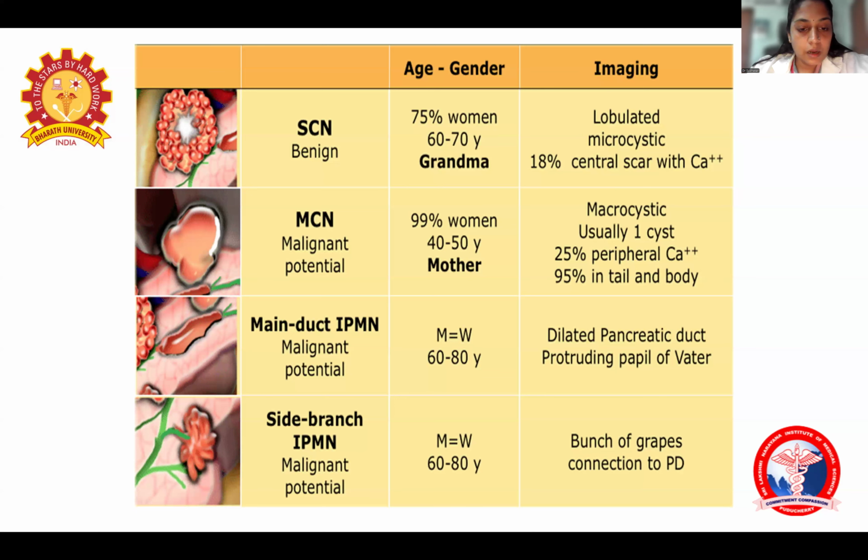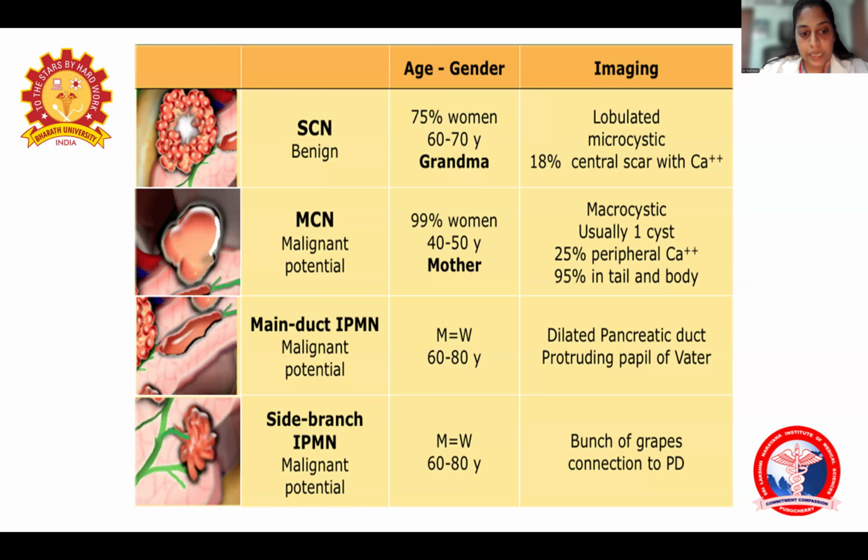Coming to the main duct IPMN, it has a malignant potential. This is one of the few cystic lesions that is equal in men and women. You can see it in both men and women. It is present in the age group of 60 to 80 years. These usually appear as a dilated pancreatic duct. I will explain this papilla bulging later.